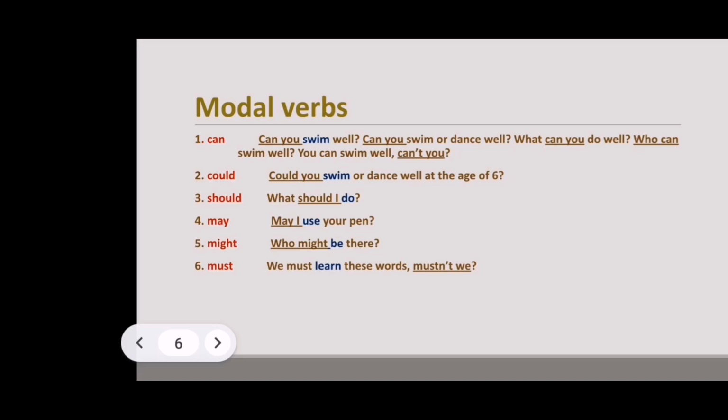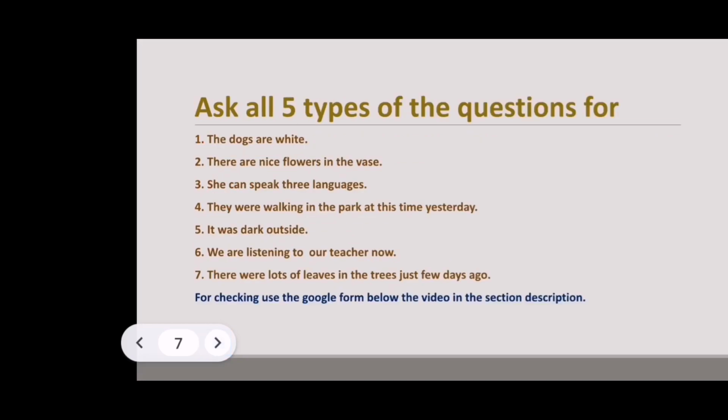The modal verbs are in front of the subject. Can you? The exception is the question to the subject. Who can swim well? So we use who instead of the subject, and then we just write the sentence. Who can swim well? Other modals. Could. Could you swim or dance well at the age of 6? Should. What should I do? May. May I use your pen? Might. Who might be there? Must. We must learn these words, mustn't we?